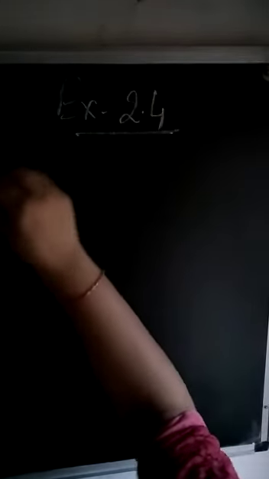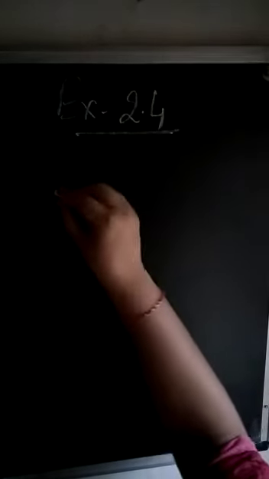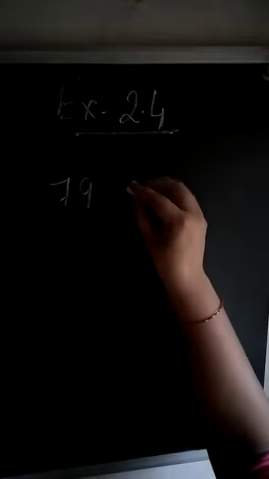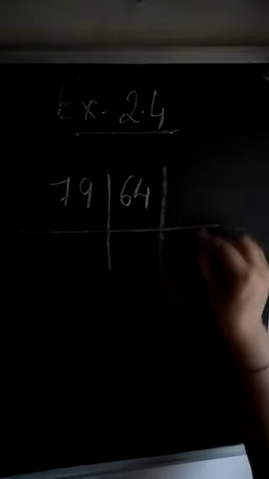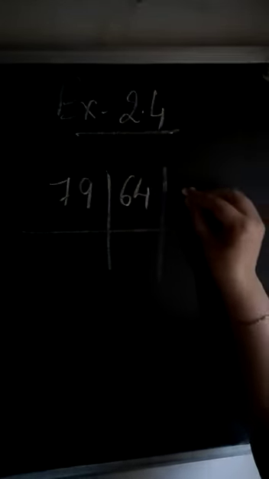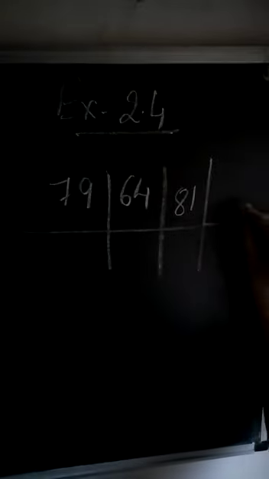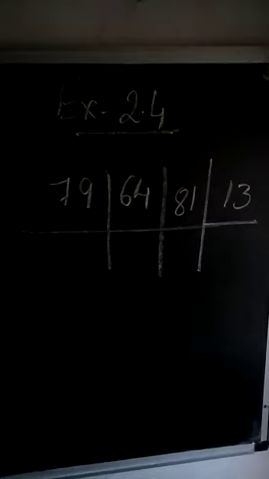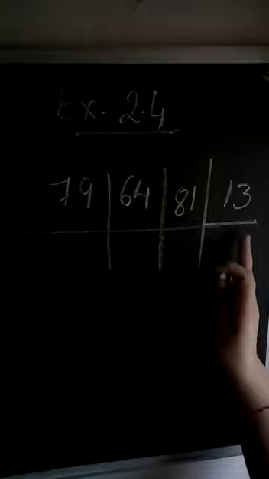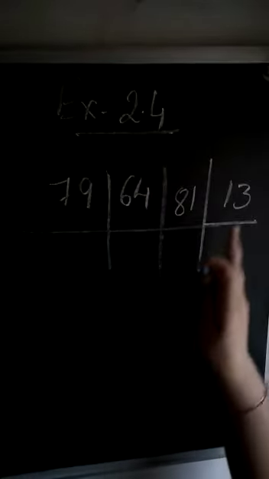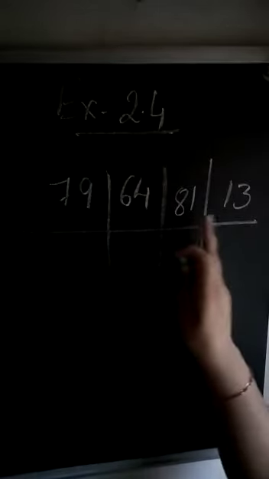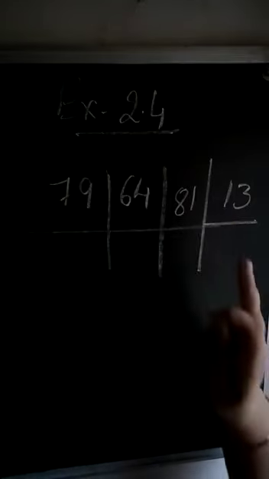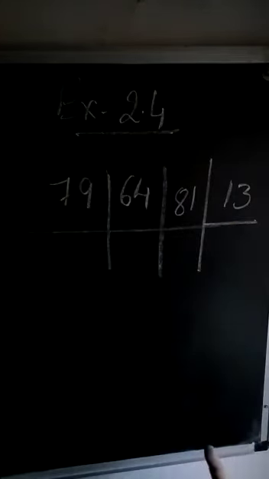I will continue with question number 1, and the numbers are 79, 64, 81 and 13. These are the given numbers, and we are to arrange them in increasing order. As I said, at first we are supposed to write the smallest number. Which one is the smallest number from all these numbers? That is 13, because for that we will see the tens place digit first.